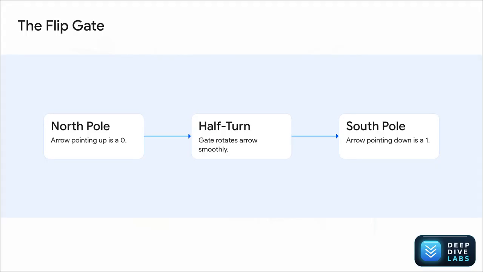So, what does a gate actually do? Let's take what we sometimes call the flip gate. Imagine we start at step 1, with our arrow pointing at the North Pole. So it's a 0. The gate simply grabs that arrow and rotates it a perfect half-turn, smoothly swinging it all the way down to step 3, the South Pole, making it a 1. Notice what we actually did here. We didn't check a value, delete it, and write the opposite value. Not at all. We just smoothly moved an arrow through physical space.